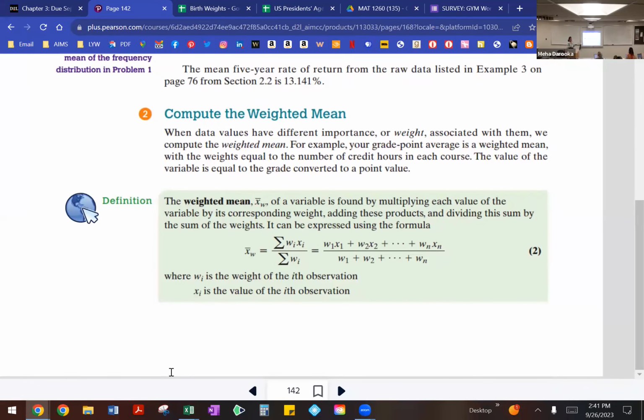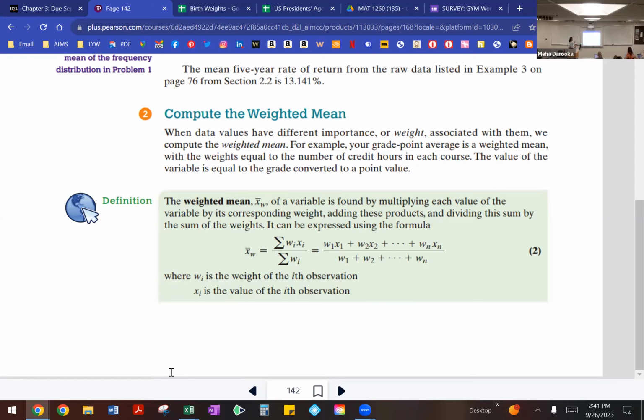All right, so the next type of calculation we're talking about, as you can see, is the weighted mean. A grade point average is a great example of what a weighted mean looks like. In this case, we're saying if your data values have different weights or different importance, then we have to do a weighted mean. And in the grade point average, like I said, you are taking the number of credit hours for each course when you're calculating what your average GPA is going to be.